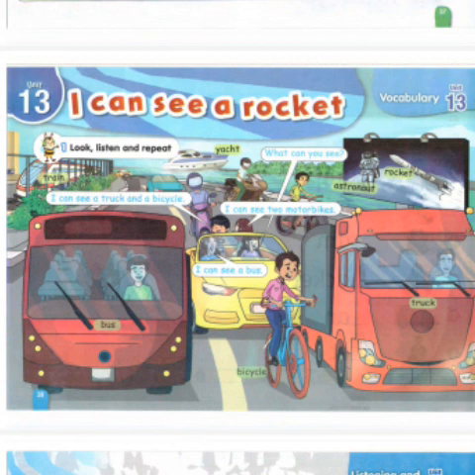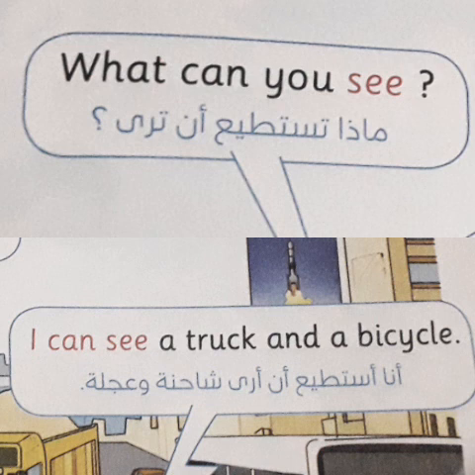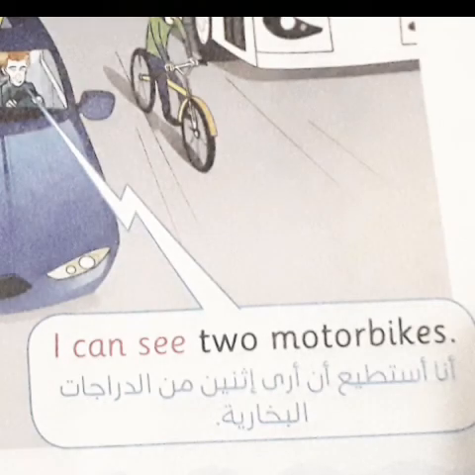I can see a truck and a bicycle. I can see a bus. I can see two motorbikes. Again, what can you see? I can see a truck and a bicycle. I can see a bus. I can see two motorbikes.